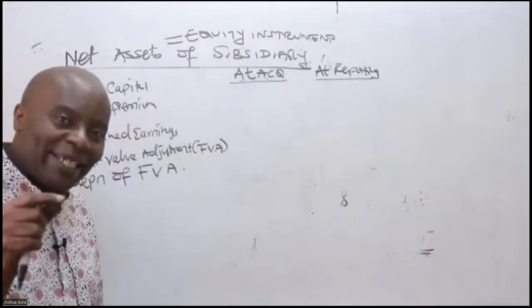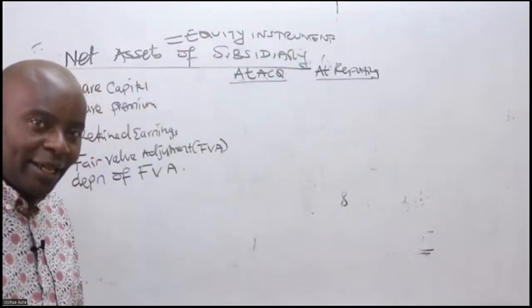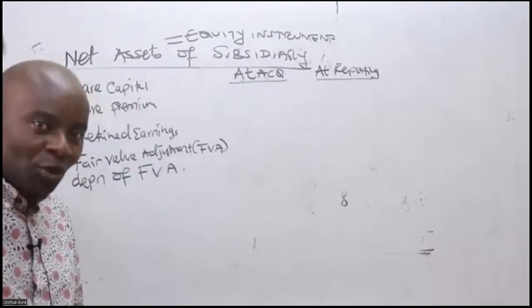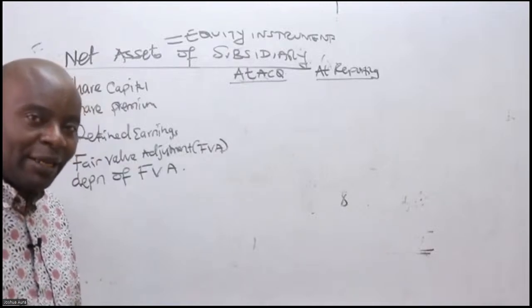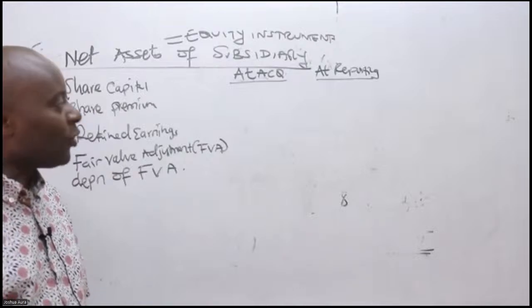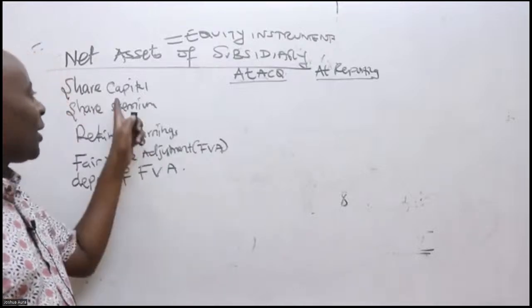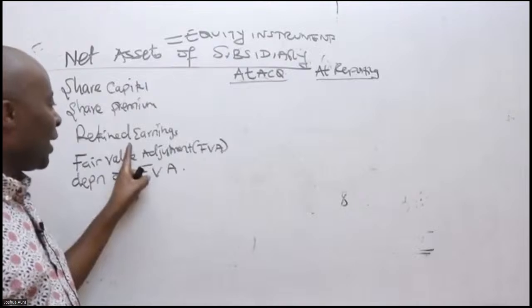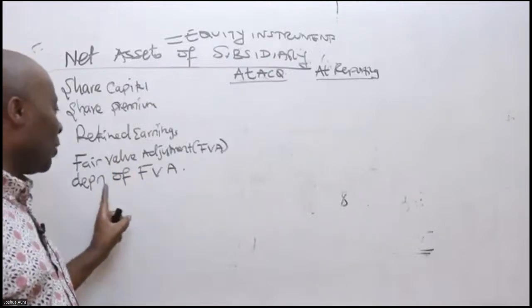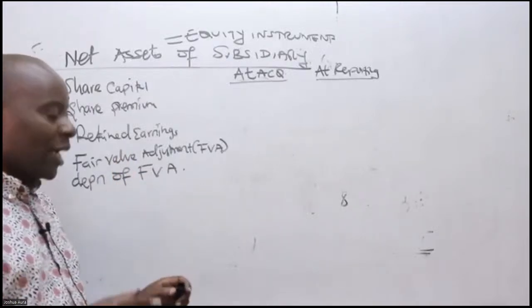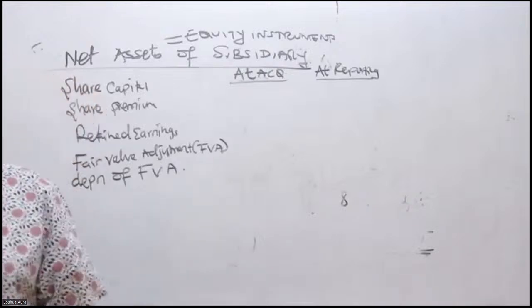Please correct that it is 80%, not 90%. But still 80%, Kevin, is higher than the threshold of 50%. So it means still that Marina Bay is our subsidiary. Now, so share capital, share premium, retained earnings, fair value adjustments, and then we have depreciation of fair value adjustments. Great.